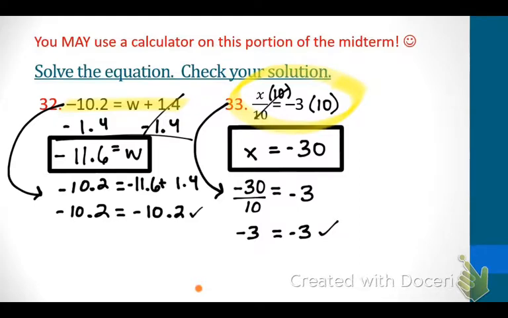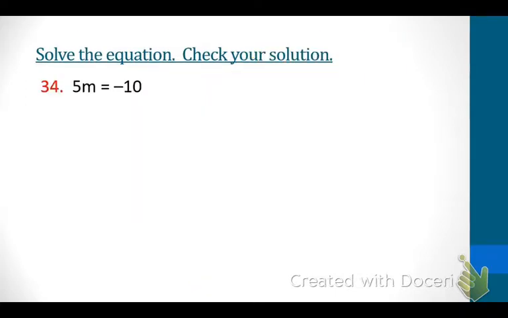I want you to go ahead, look at the next one, see if you and your partner got the same answer. Okay, Justin, help me out. Identify your variable. Okay, how do I get rid of that multiply by 5? We're going to divide by 5 on both sides. M equals what? Negative 2. How do I check that?